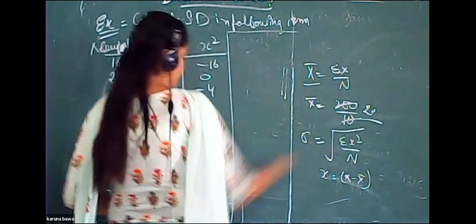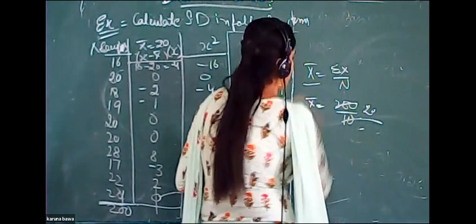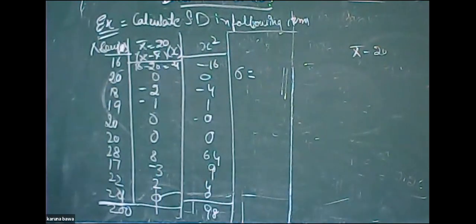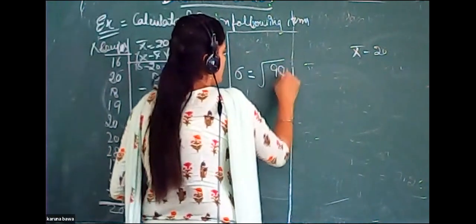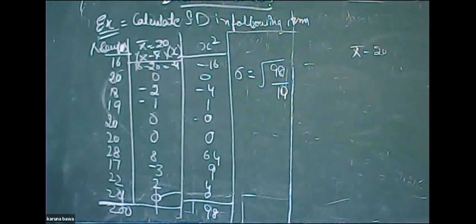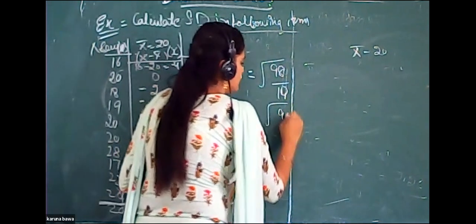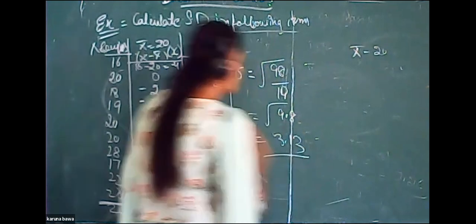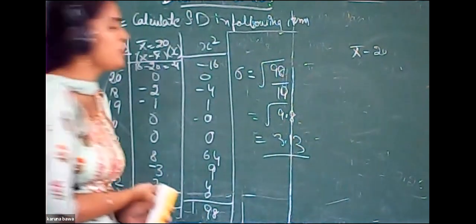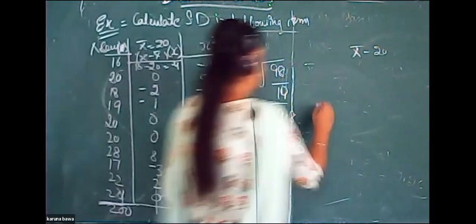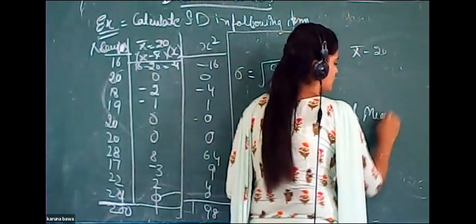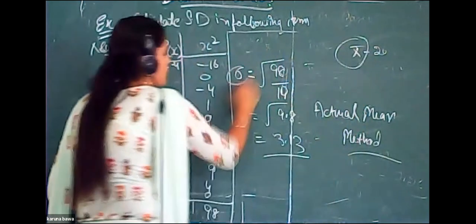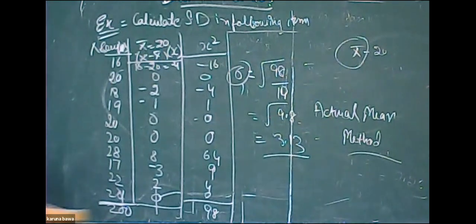So first of all, fit this into the formula. 98 divided by 10, and after the square root of 9.8, we find the value of 3.13. So this is the answer, 3.13. This is called the actual mean method. In this method, first of all, we find the mean value, and after that we take the standard deviation value. On the other hand, we now find the assumed mean method.